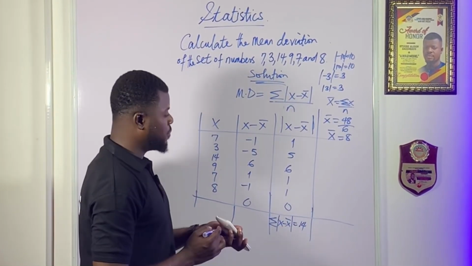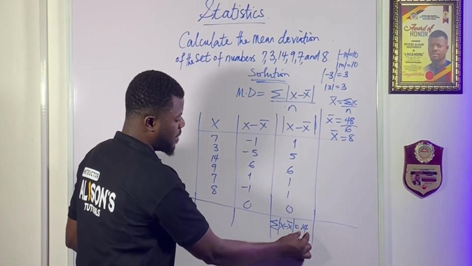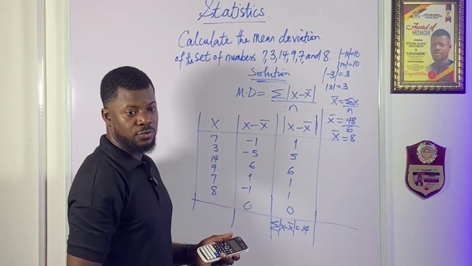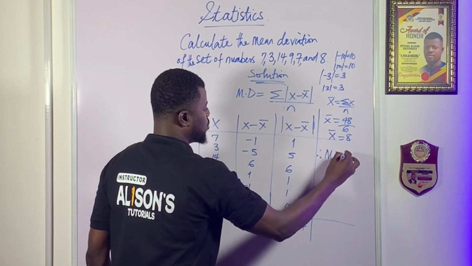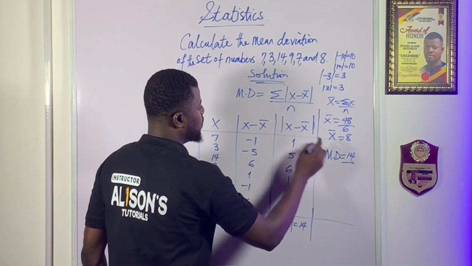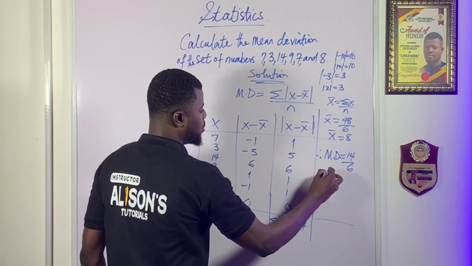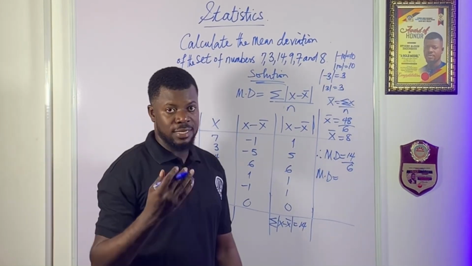So you can see that we've already done the calculation for everything. The numerator is 14. Then the n is the total number. So it's easier for us to get the mean deviation. Therefore, the mean deviation is equal to the numerator, which is 14, over n, which is the total number here, which is 6. So mean deviation will be equal to 14 divided by 6, which will give us numbers in decimal.